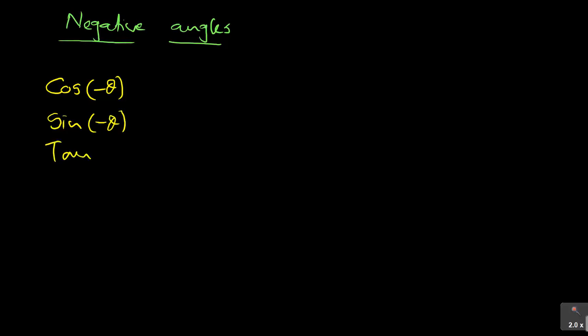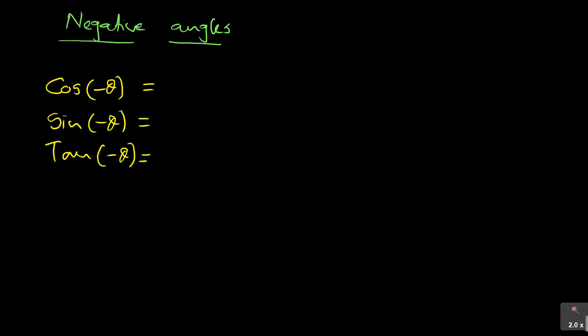Negative angles. Now, when you talk about negative angles and using the CAST diagram, for example, let me use the trig ratios. We have cos negative theta, we have sine negative theta, and we have tan negative theta. So these are negative angles that I'm referring to.